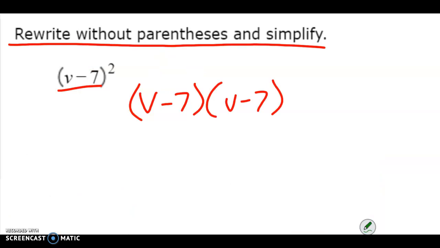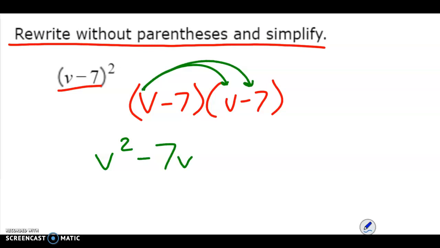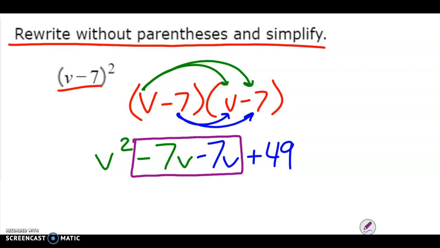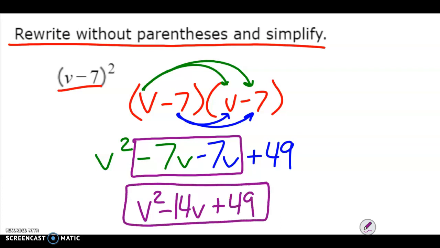Okay? So you've got v times v, which is v squared. You've got v times negative 7, which is negative 7v. You've got negative 7 times v, which is another negative 7v. And negative 7 times negative 7, which is a positive 49. Make sure you finish by combining any like terms. They're going to be in the middle, the 2v terms. So you've got v squared minus 14v, sorry, negative 7 minus another 7, negative 14v, and then plus 49. Okay?